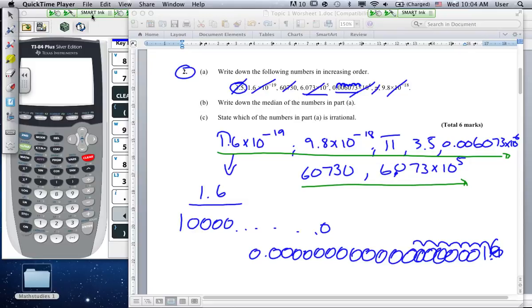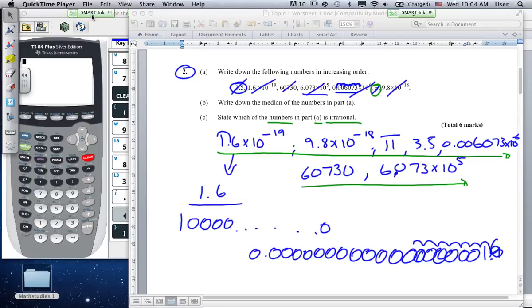Then it says, state which of the numbers in part A is irrational. Now, can you remember what rational and irrational is? A rational number is one that you can write as a division, as a fraction, one thing divided by the other. All of these you can write as a division, except for one, which is pi.